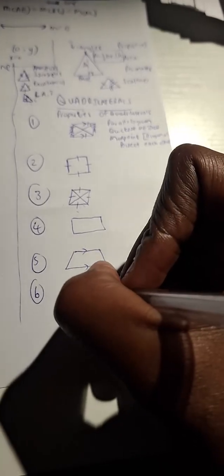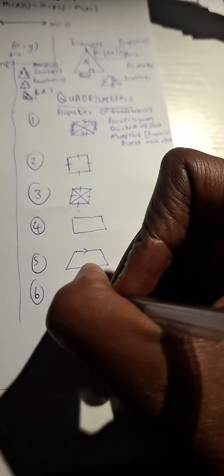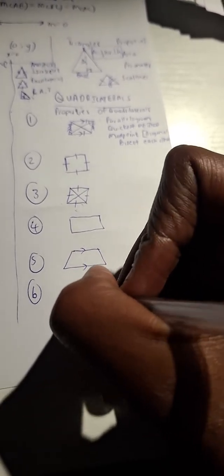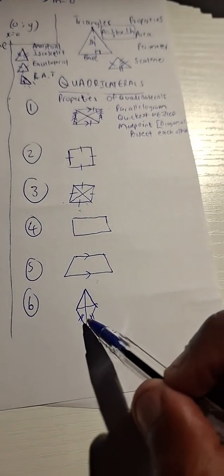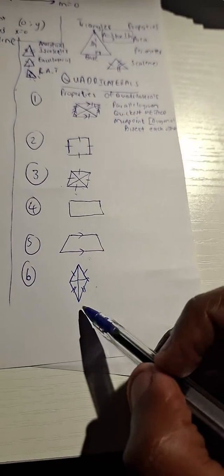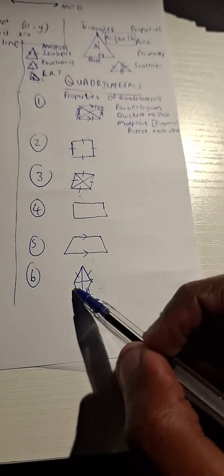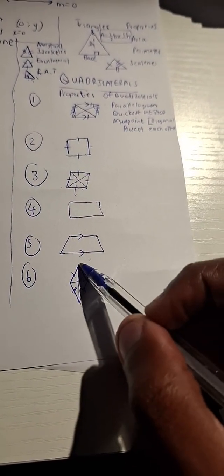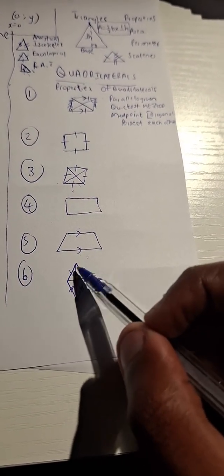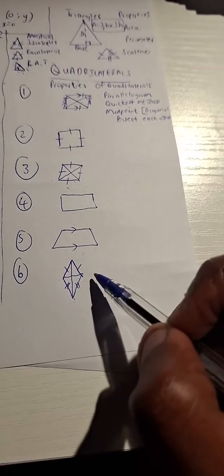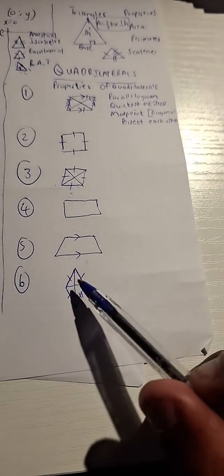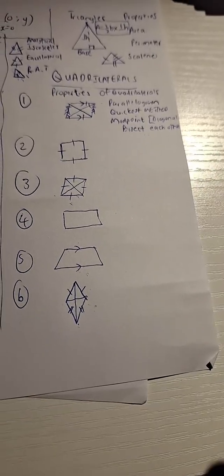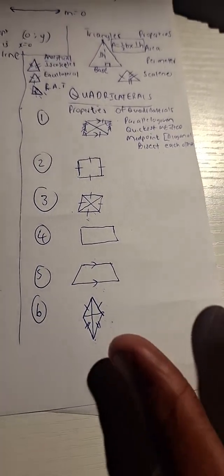Then the kite. It's nice because all you do is prove the pairs of adjacent sides are equal. You can use the distance: calculate the distance here, calculate the distance there, and you find out they are equal. You can conclude that this is a kite, and the reason is two pairs of adjacent sides are equal.